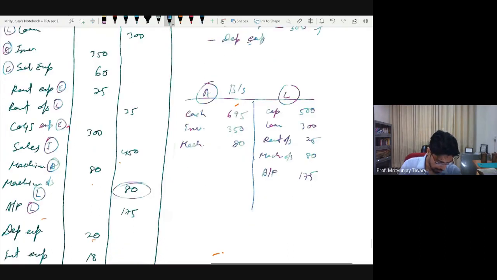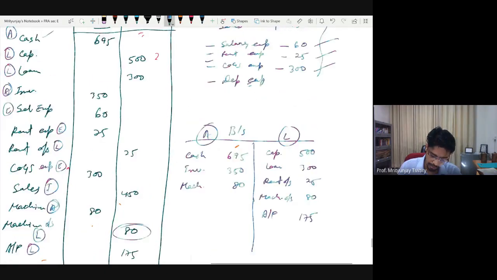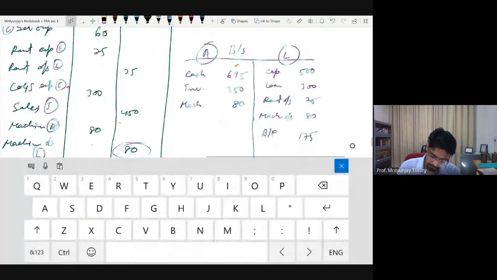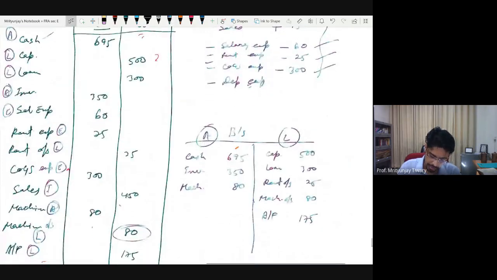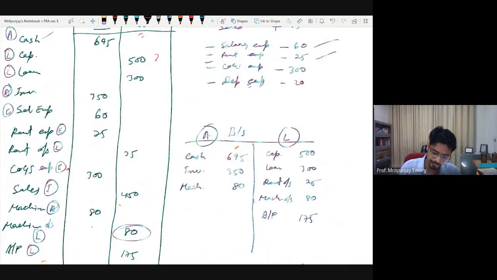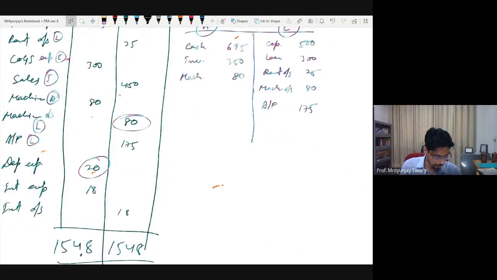What value? 20 lakh rupees. I will write 20 here. Okay. So the process is clear.